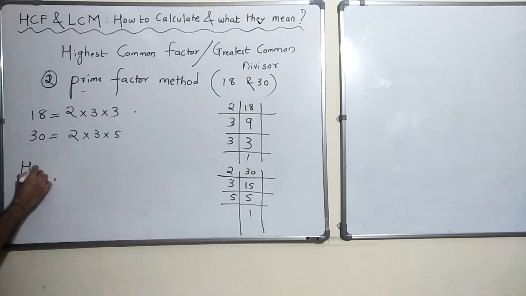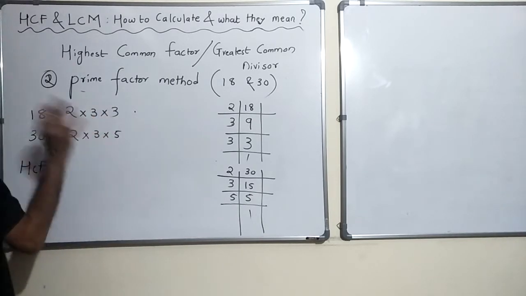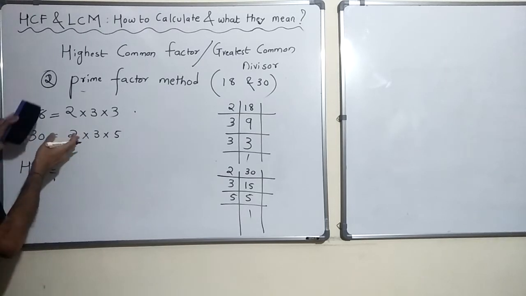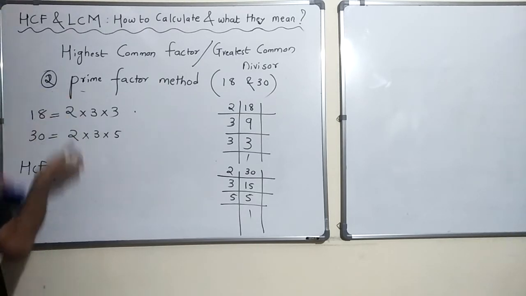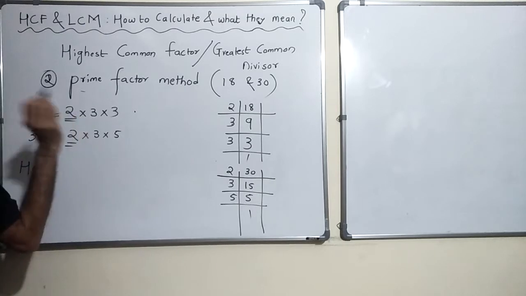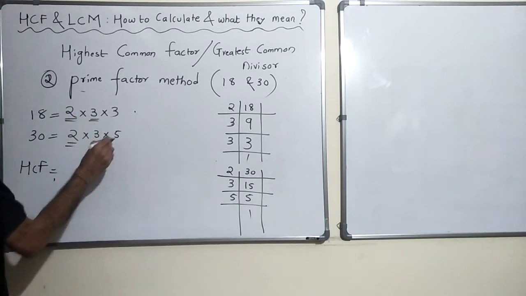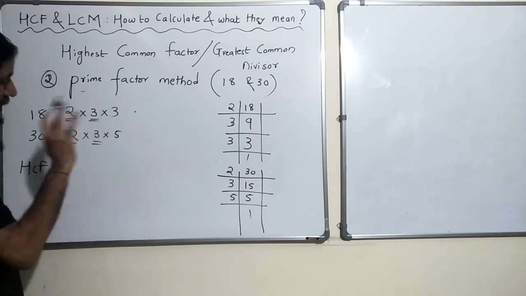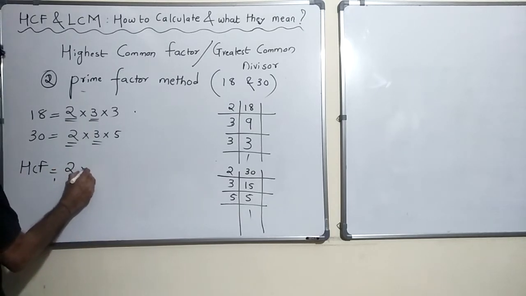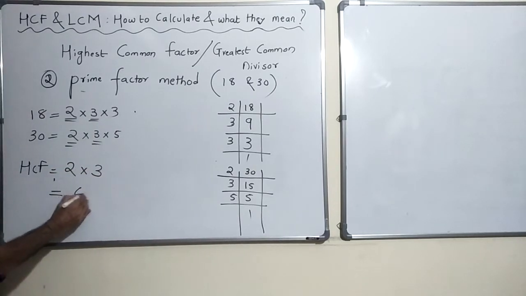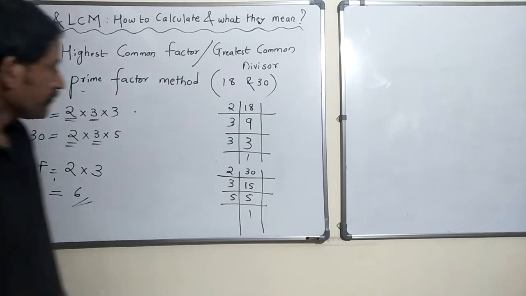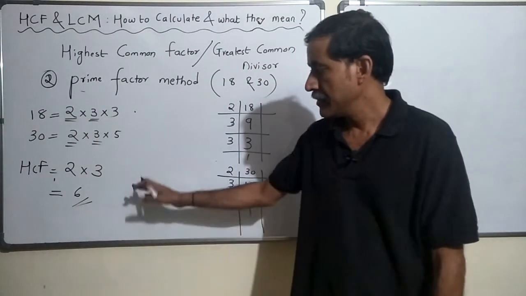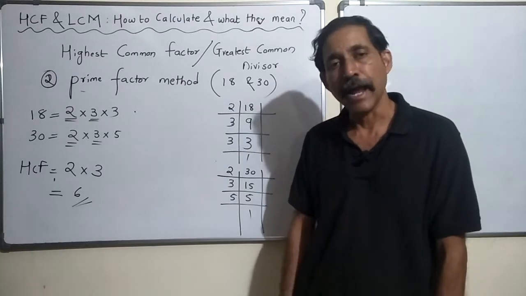So in order to find out the HCF using the prime factor method, now all these are prime factors. I will take those factors which are common to both. 2 is here, 2 is here, so I select 2. 3 is here, 3 is here. There is one 3 here, but there is no 3 here, so I cannot take. Similarly, there is one 5 here, but there is no 5 here, so I will not take. So I select only these two and the HCF is 6. Correct. So 6 is the HCF of 18 and 30.